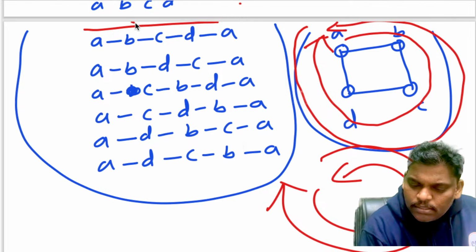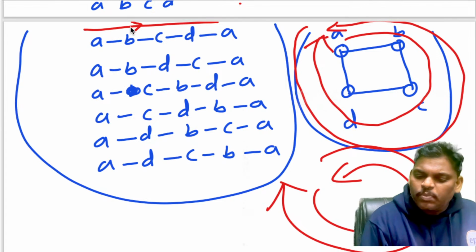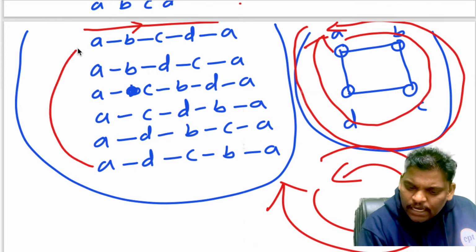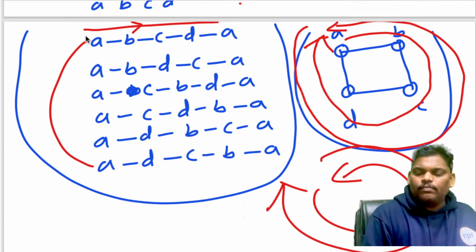This path is equal to, can you see the reverse? A to D, D to C, C to B. These two are the same. Reverse order check: A, D, C, B, A.